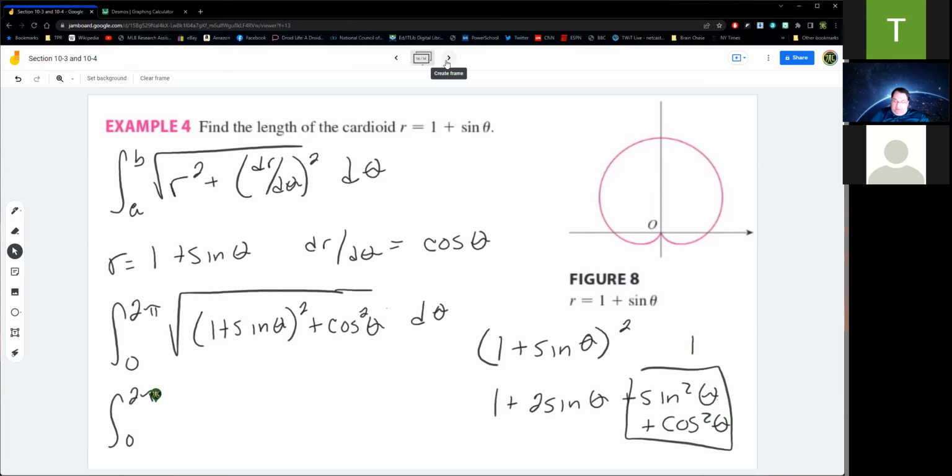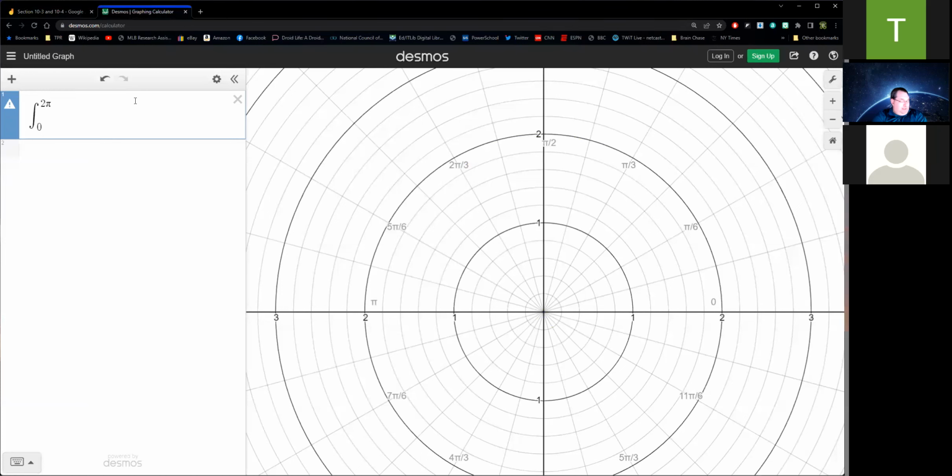So this integral is not that simple to do. You actually have to rationalize it. So it's actually just as easy just to use a calculator to do it. So remember, you can use the Desmos graphing calculator to do integrals. We're going from 0 to 2 pi, and we're doing the square root of 2 plus 2 sine theta d theta. So the answer is 8.